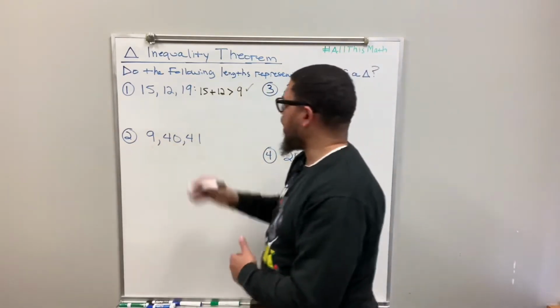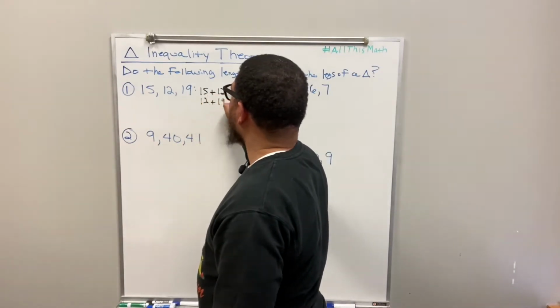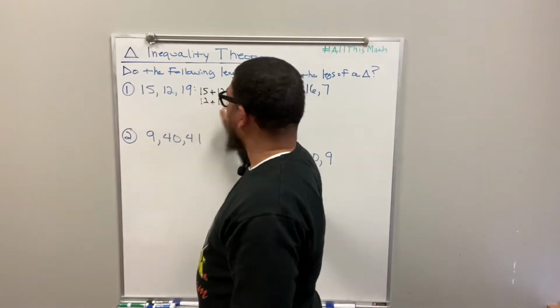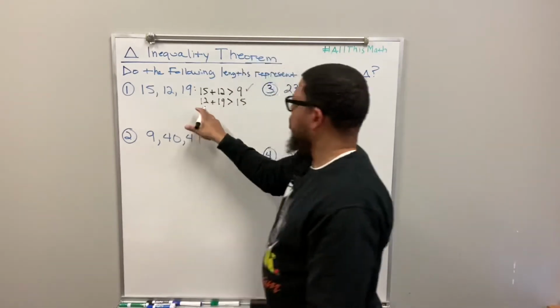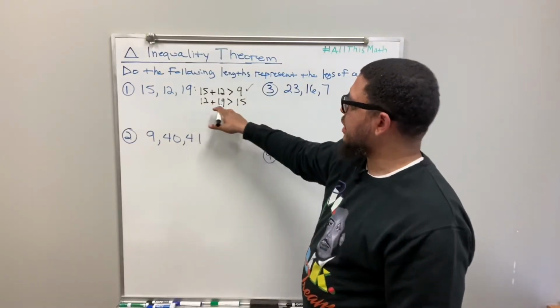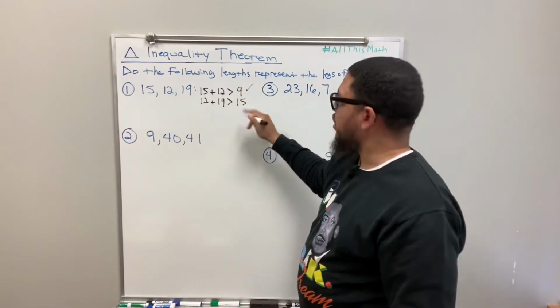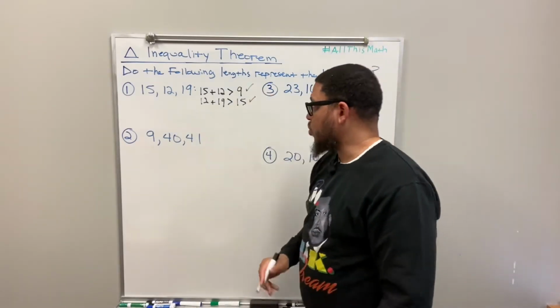But then I go over here and I say, okay, well, what about 12 and 19 though? What if I add 12 and 19? Is the sum of 12 and 19 greater than the other side, 15? Let's see if this is true. 12 plus 19, that's 10 and 10 is 20 and 11 is 31. Is 31 more than 15? Yes, it is. So it works for that pair of sides.